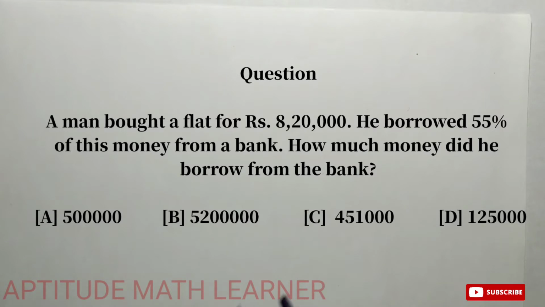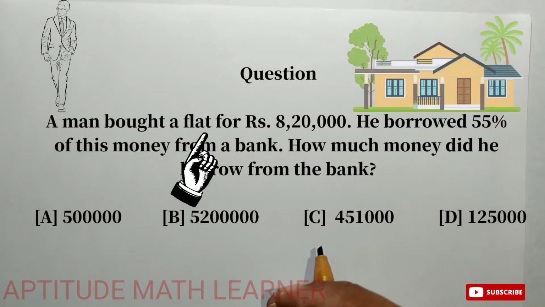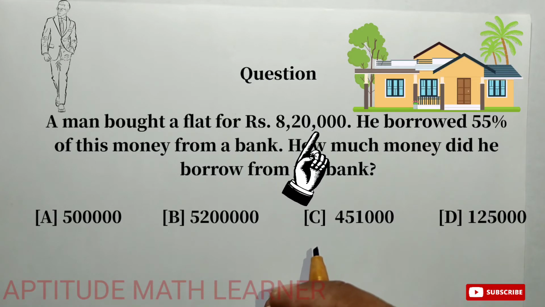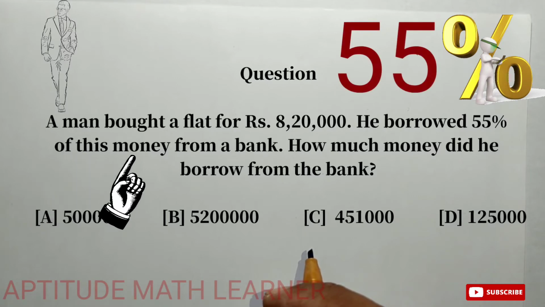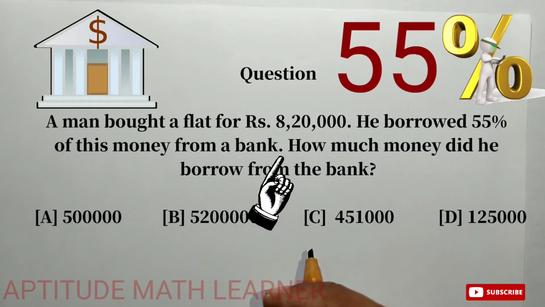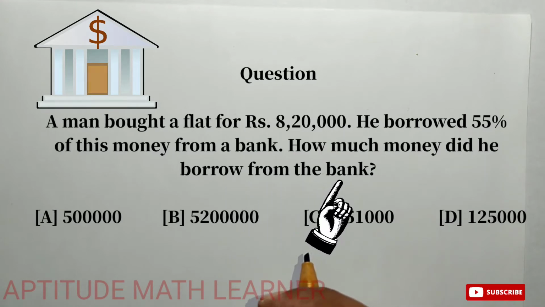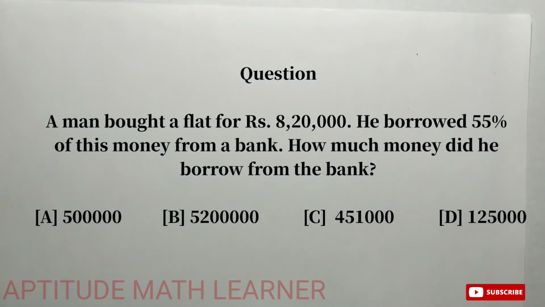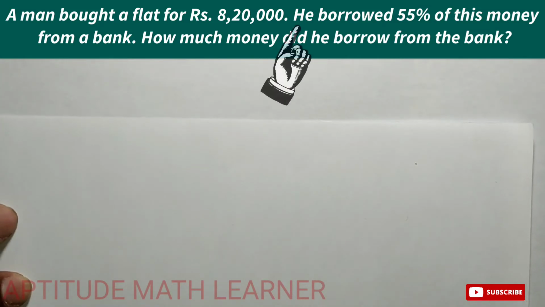And the question today we are having is: a man bought a flat for rupees 8,20,000. He borrowed 55% of this money from a bank. How much did he borrow from the bank? So in this question we have to find out the amount which he has borrowed from the bank. So how much is the percentage of the money that he borrowed from the bank?